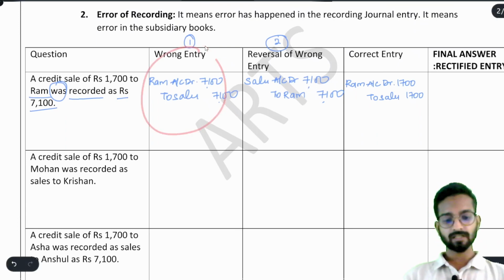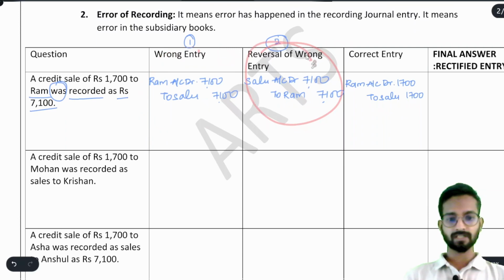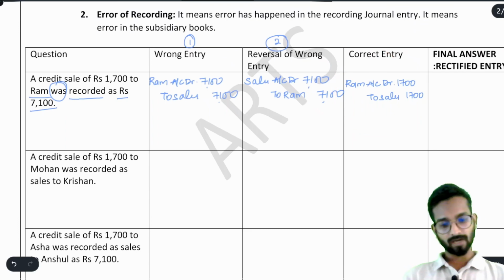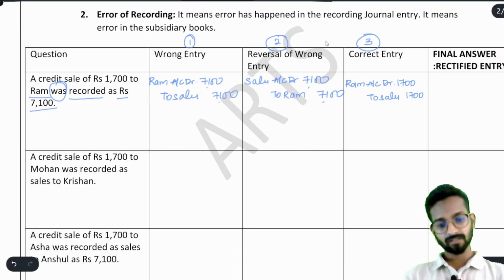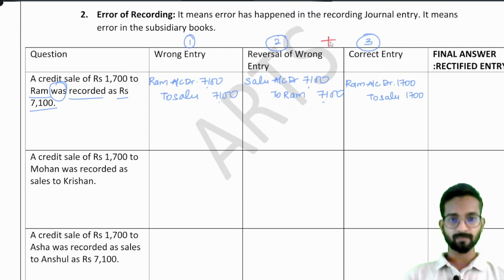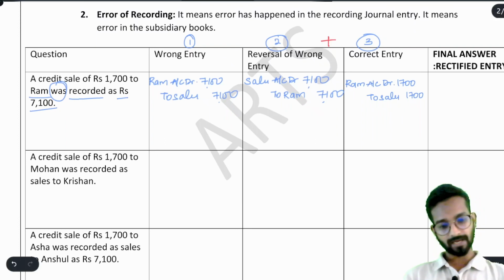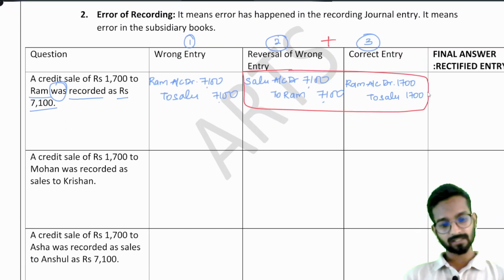How will we correct it? Just reverse the wrong entry. We reversed it. Now pass the correct entry. This is the correct entry. Now this was step 3, the correct entry. To get the final answer, the rectified entry in one step, what will you do? Add step 2 and step 3. Now if I add these both, the answer I will get will be my rectified entry.